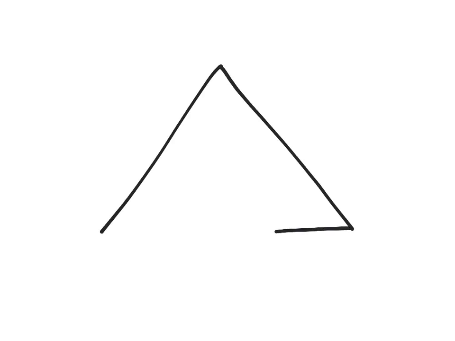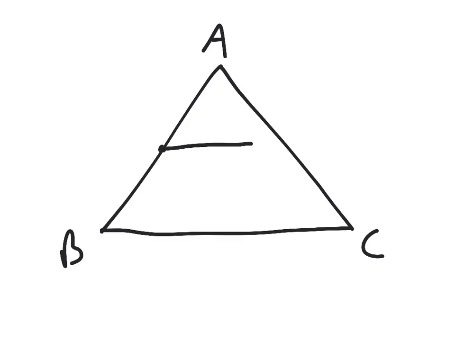Finally, we're going to be talking about the midline theorem when pertaining to triangles. So we can have triangle ABC. And the midline theorem states that the line that goes from BA's midpoint to AC's midpoint is half the length of and parallel to line BC. So now, let's do an example.